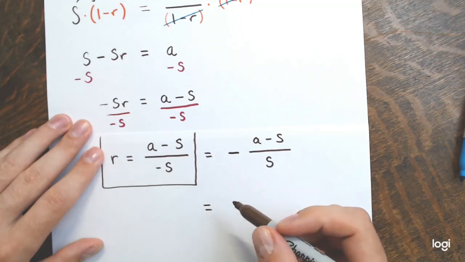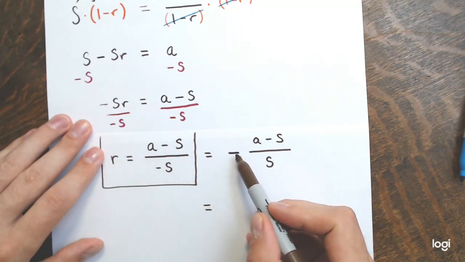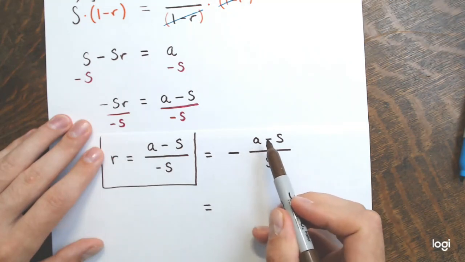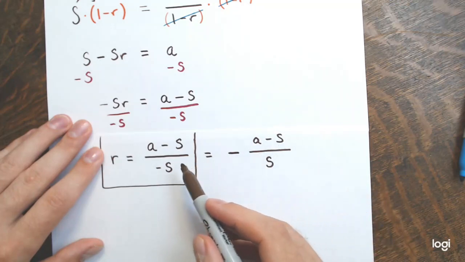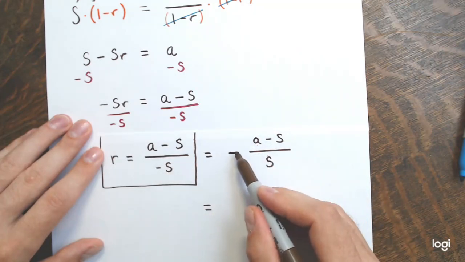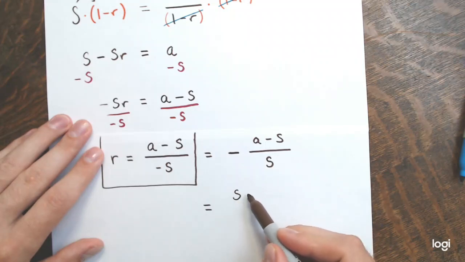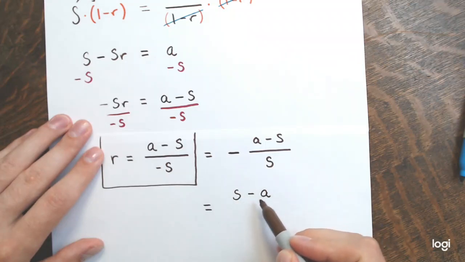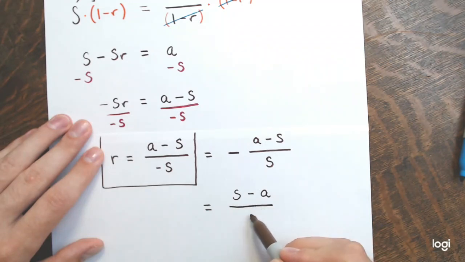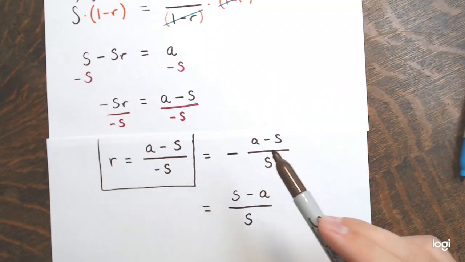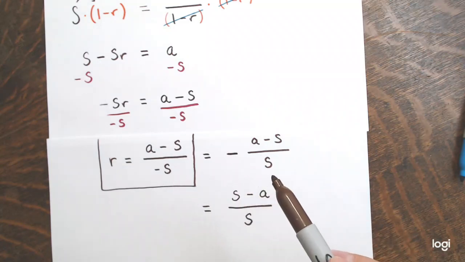Or, again, this is just a factor of negative 1. So what you have is negative 1 times a minus s. So you distribute the negative, and you have negative a plus s. Well, again, negative a plus s would be the same as s minus a in the numerator, divided by s in the denominator. And all these things are the same. And you can test it out. Replace a and s with any numbers you want.